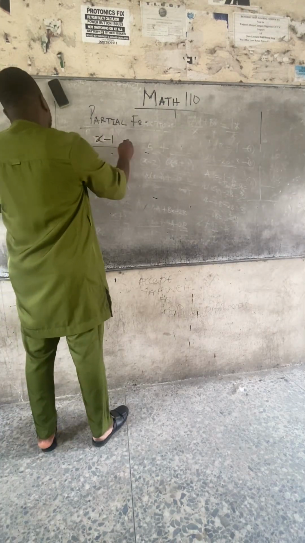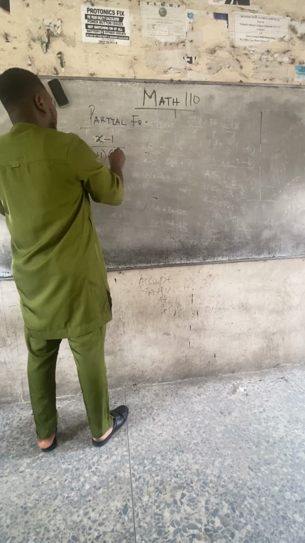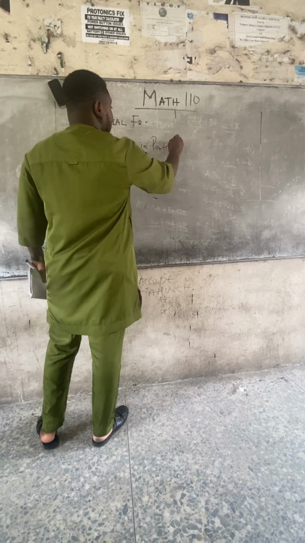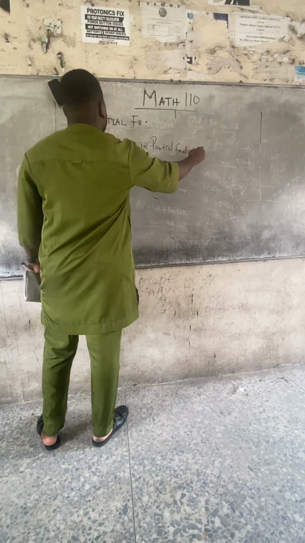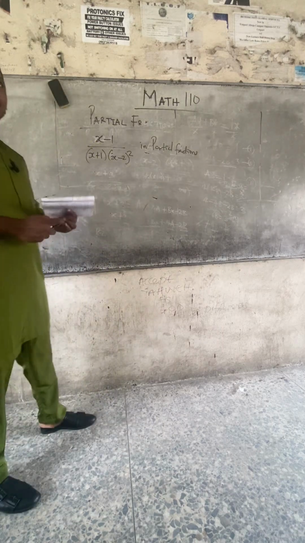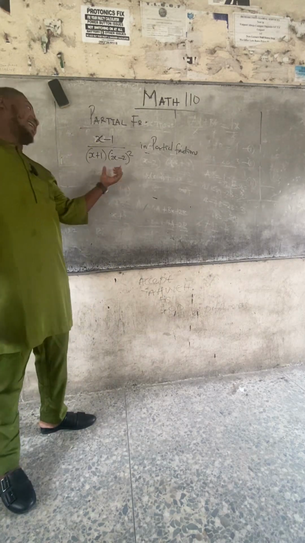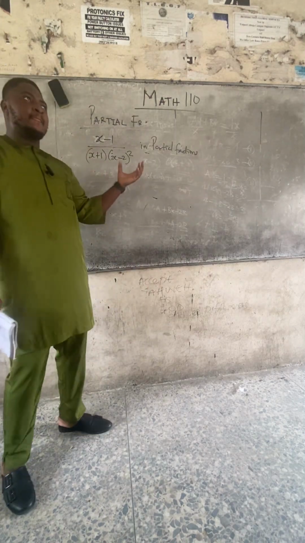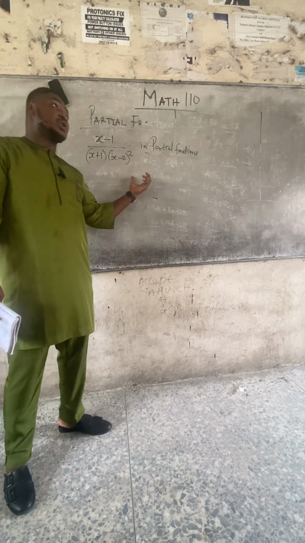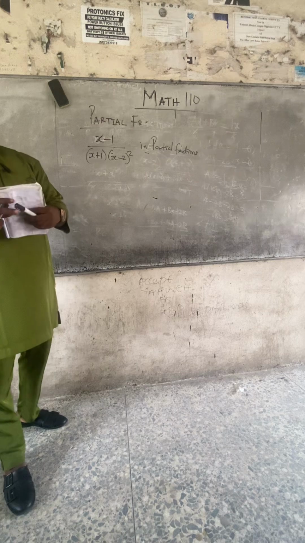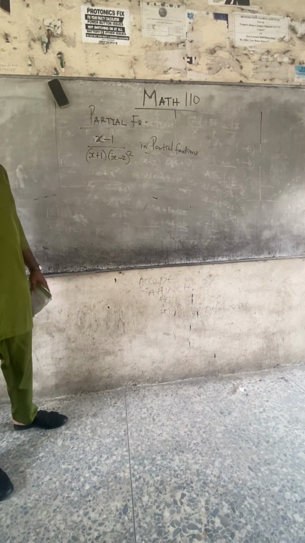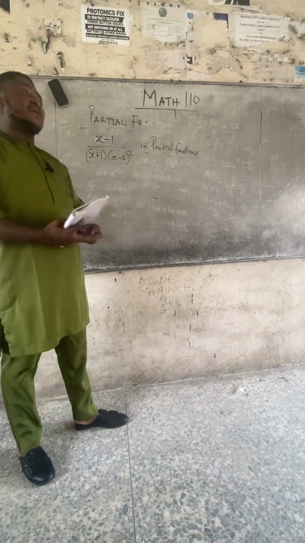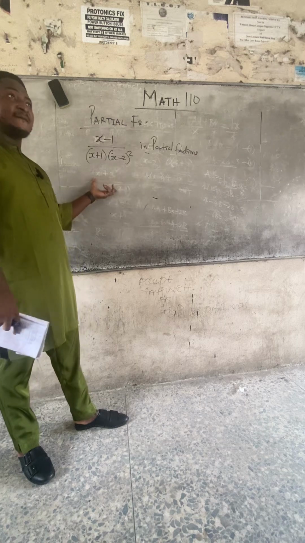Express x minus 1 all over x plus 1, x minus 2 all squared in partial fractions.